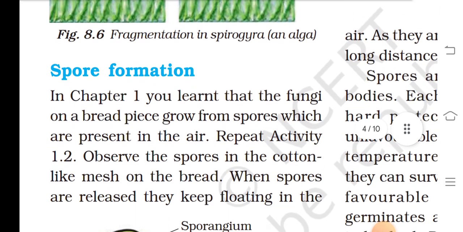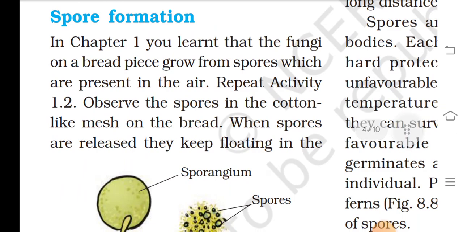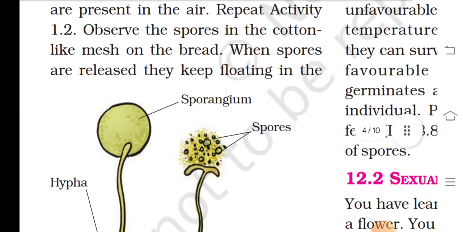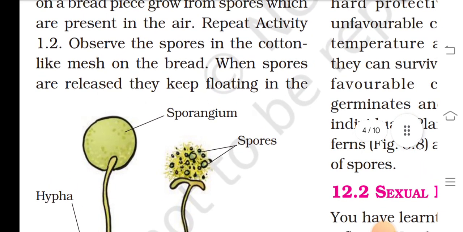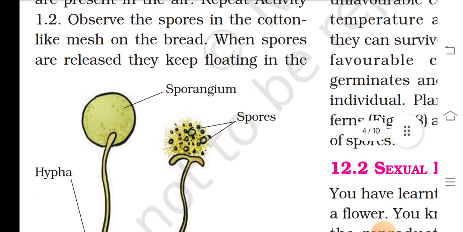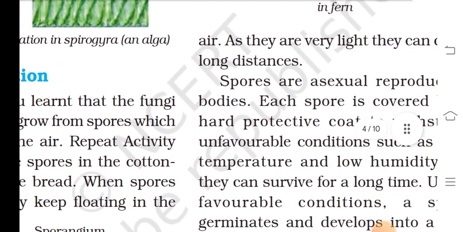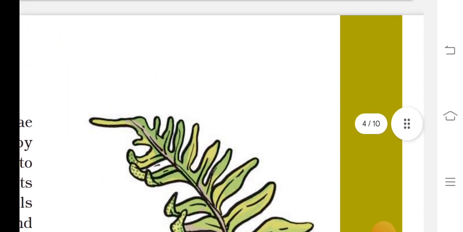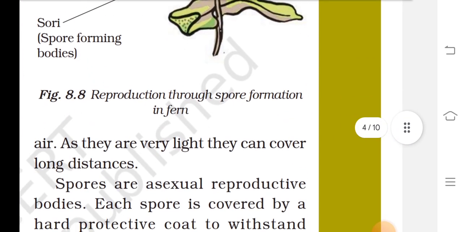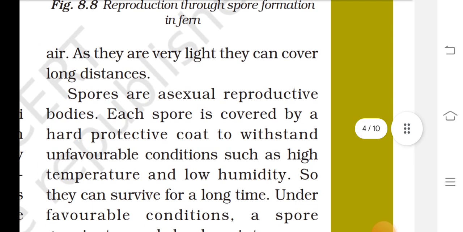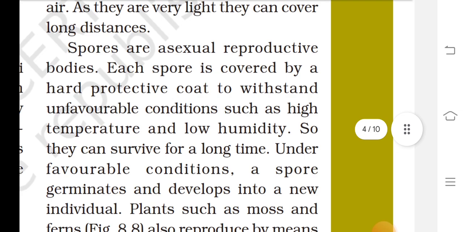Spore formation. In chapter 1, you learned that the fungi on bread pieces grow from spores which are present in the air. Repeat the activity. Observe the spores in the cotton-like mass on the bread. When spores are released, they keep floating in the air. As they are very light, they can cover long distances.